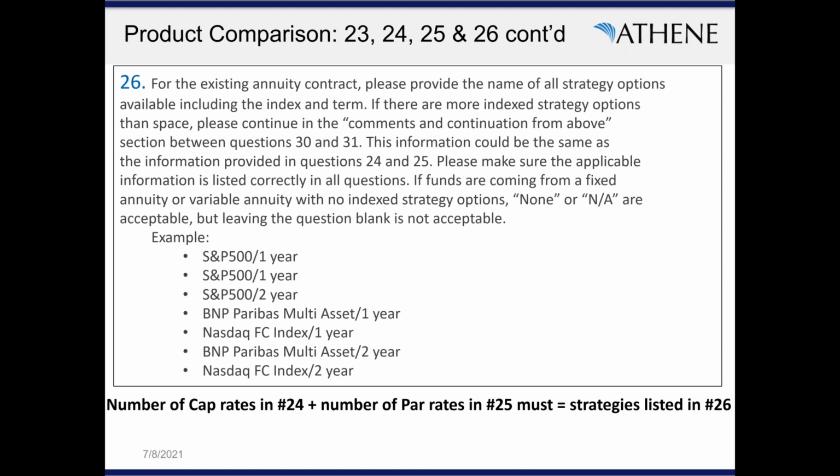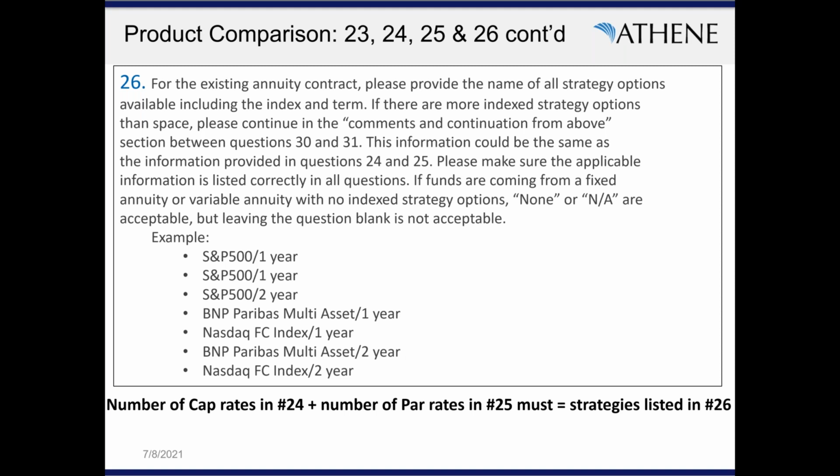26 on the PCW, do you need to list a fixed rate? No. On 26 on the PCW, you do not list the fixed rate, because 26 is only asking for the index strategy options. Since obviously the fixed option is not an index strategy option, you do not have to include that in 26.